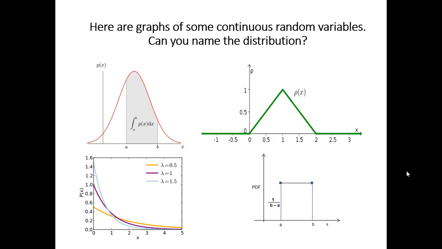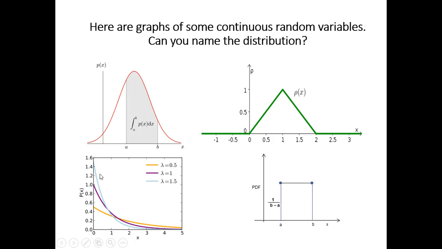So here's some well-known continuous random variables, at least graphs of them. So this one in the top left, what distribution is this? Did you say the normal distribution? Then you are correct. It's got your standard bell-shaped curve, and we could find probabilities by finding areas under the curve. Okay, moving down, what distribution would you say this is?